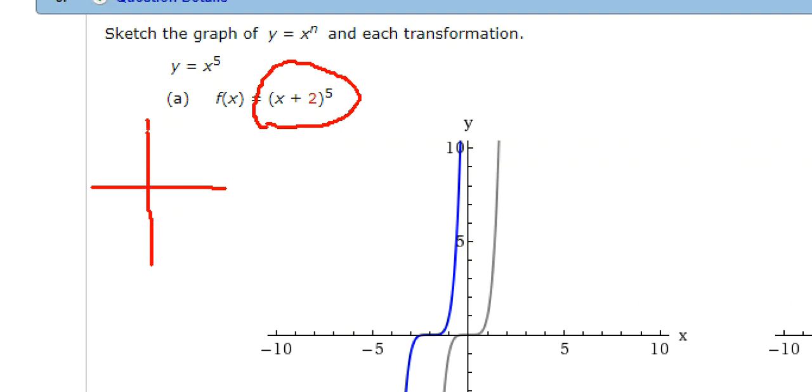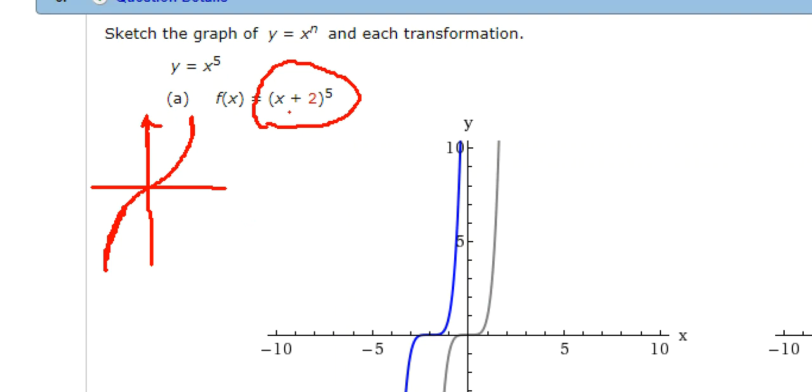X to the fifth, because this is an odd power, the shape is somewhat like this, right? Somewhat like this. Now, of course, it should be pretty narrow, but I want to exaggerate so that it's easier for me to grab. It should be skinnier, by the way.